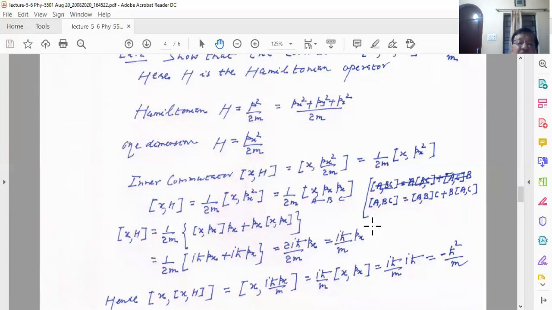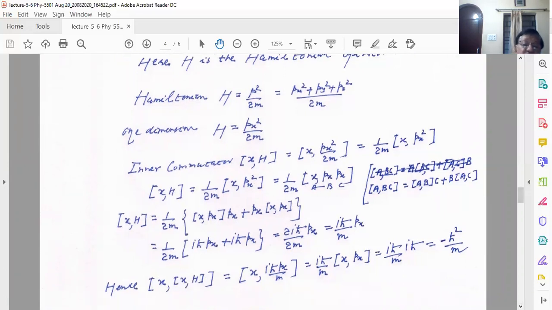So we have got the inner commutator. Now look at this: this is the basic commutator we want to compute. We want to compute the commutator of x with the commutator of x, H. The commutator of x with H is given by iħ divided by m into px. I am substituting the value of this commutator. iħ by m is a constant number, because the mass of the particle is constant, ħ is the reduced Planck constant, and i is the imaginary number, so this you can take outside.